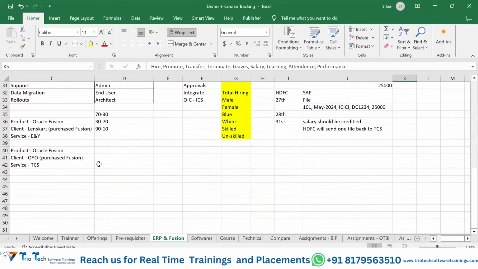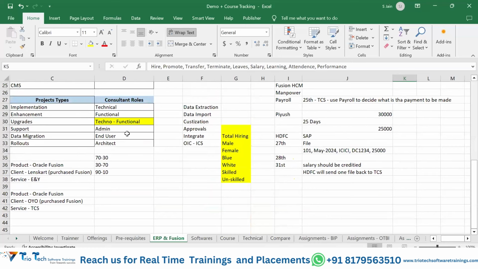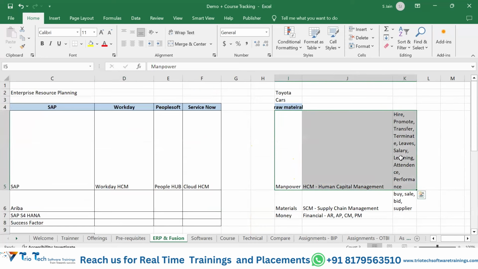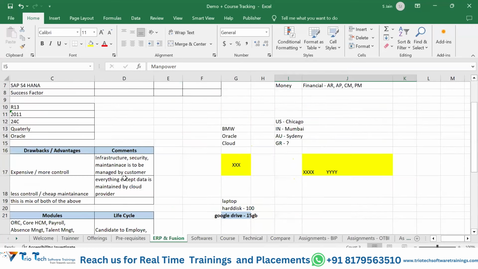The software has been purchased and there is one specialized consulting role, that is an end user, somebody who is using this particular software from the front end, using this application to hire the employee, promote the employee, transfer the employee, add leaves for the employee, assign some role or assign some course for the employee to go through the training, and take the attendance of the employee on a day-to-day basis.